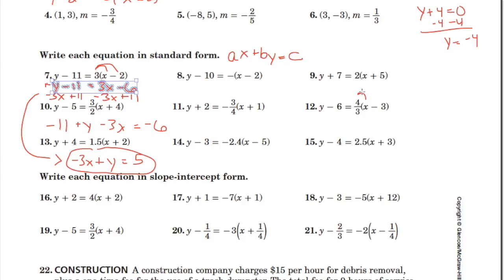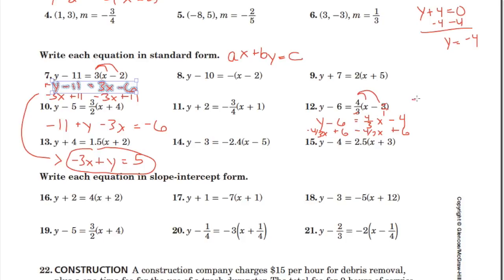I'm going to start by distributing the 4/3. So I get y minus 6 equals 4/3 x minus, don't forget when you take 4/3 times 3, it's like 4/3 times 3 over 1, and the 3's cancel out, and so I get minus 4. Okay, I want to get the x on the same side as the y, so I'm going to minus 4/3 x, and I'm going to plus 6 to get that on the right hand side.